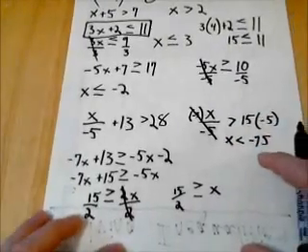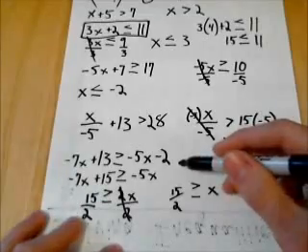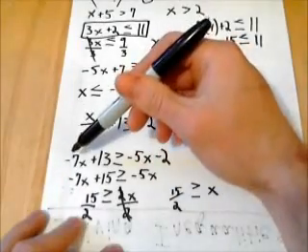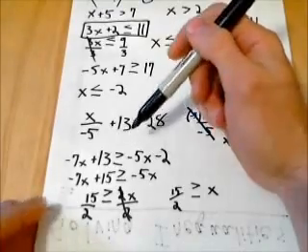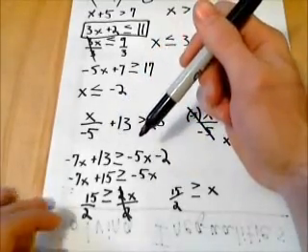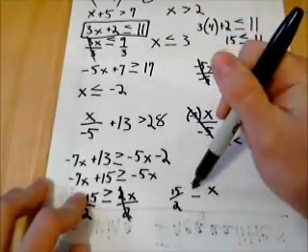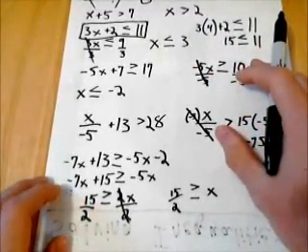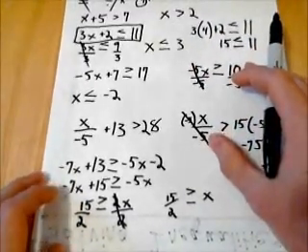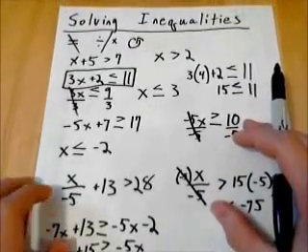You'll notice that we didn't have to switch our sign around on this one, even though we had negative x's all over the place. It does not have an impact on the direction of the sign, because we never had to divide or multiply by a negative number. So that is how you would go about solving inequalities.